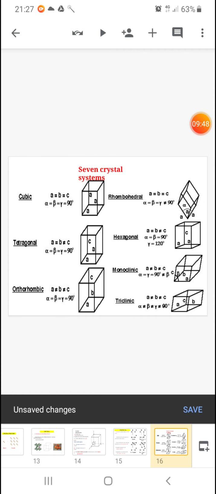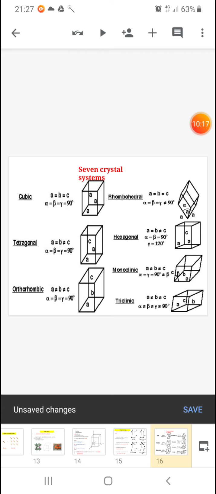Now, there are 7 crystal systems in the crystal structure, such as cubic, tetragonal, trigonal, then orthorhombic, then rhombohedral, then hexagonal, then monoclinic, and after that triclinic. These are the 7 important crystal systems.